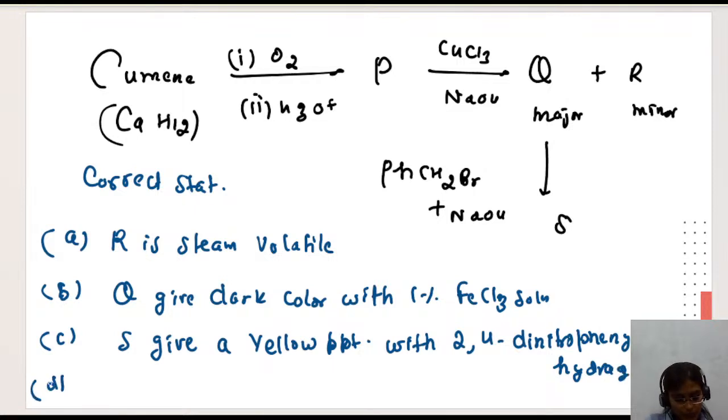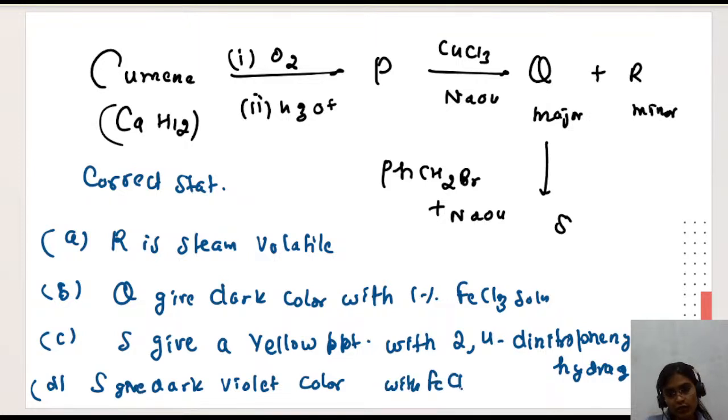And option number D: S is a dark violet color. S gives dark color with FeCl3 solution.